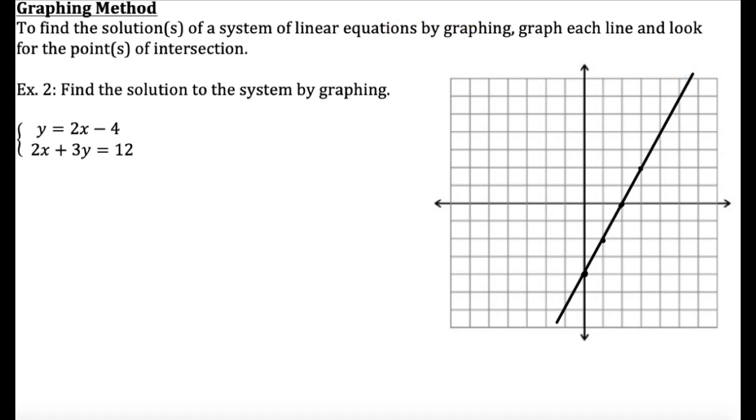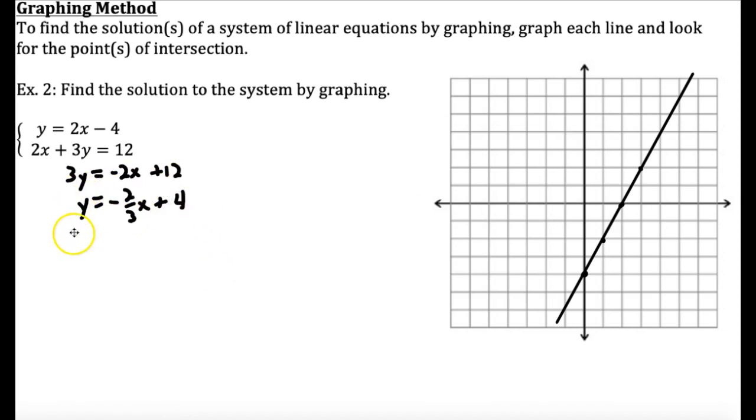Then my second line is actually not in slope-intercept form. Usually, the easiest way to graph a line is to put it in slope-intercept form. So let's do that. Let's solve for y. I'll subtract the 2x over, so I'll have 3y equals negative 2x plus 12. And divide everything by 3. We'll end up with y equals negative 2/3 x, then 12 divided by 3 is 4.